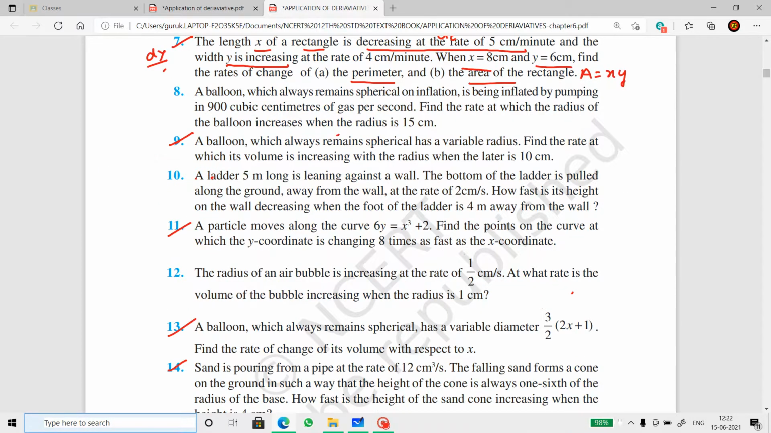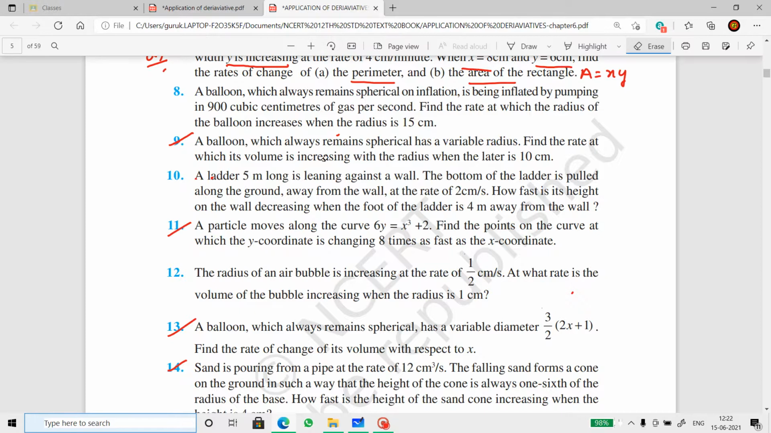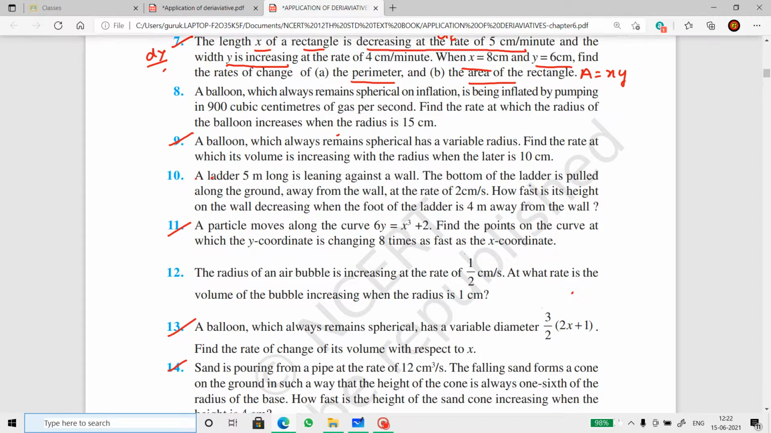The ninth one. A balloon which always remains spherical has a variable radius. Find the rate at which the volume is increasing with the radius when the latter is 10 centimeter. So when the radius is 10 centimeter, they want us to find the rate of change of volume. Isn't it? Now, just underline the first line. A balloon which always remains spherical has a variable radius. So the rate of change of this spherical balloon is with respect to radius here.